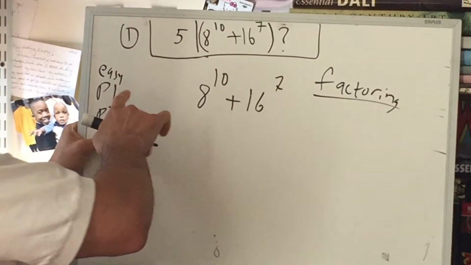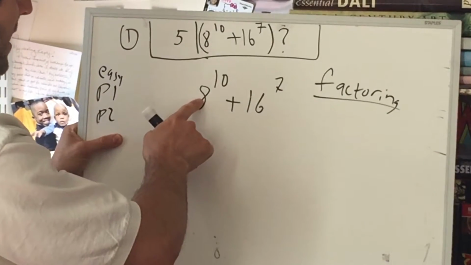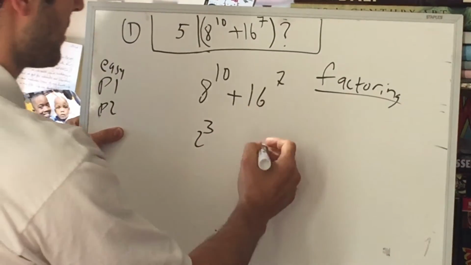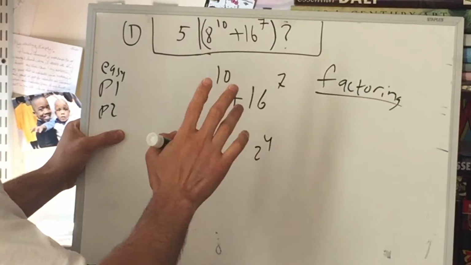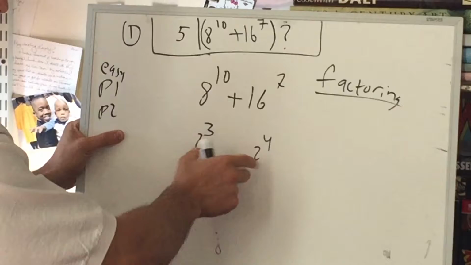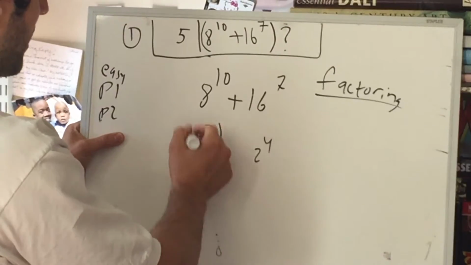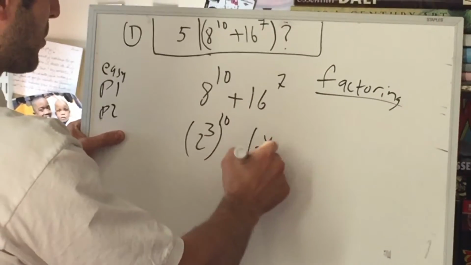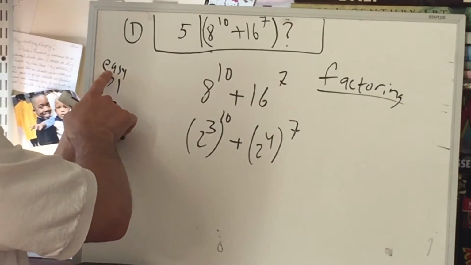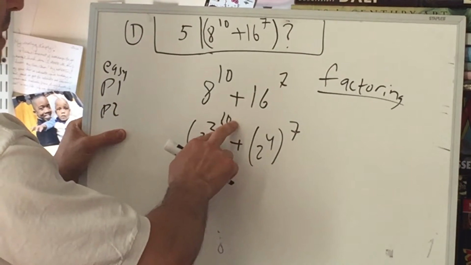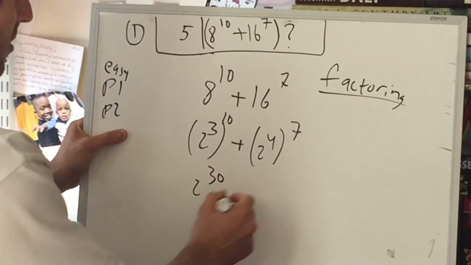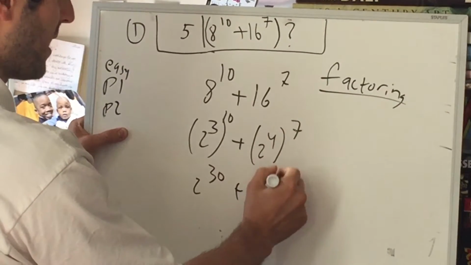So the easy way is to break everything down. So what is an 8? It's a bunch of 2's. Specifically, it's 2 cubed. What's a 16? It's 2 to the 4th. So step 1 is you see what's the building block of these numbers, and it's a 2, so that's why I decided to go with 2. And then we have to apply the original extra powers. So this is what the problem becomes using our easy approach. So what's a power to a power? You multiply the powers. So it's 2 to the 30th plus 2 to the 28th.